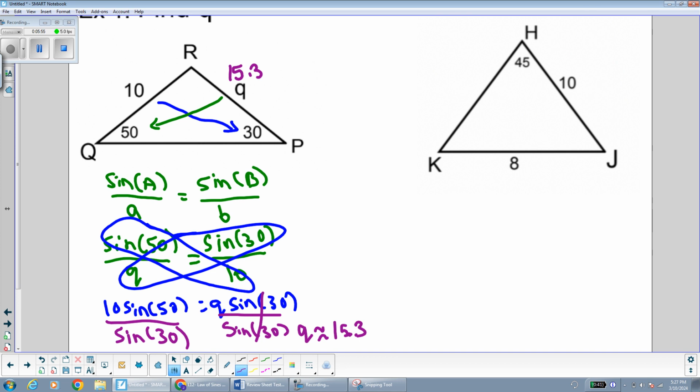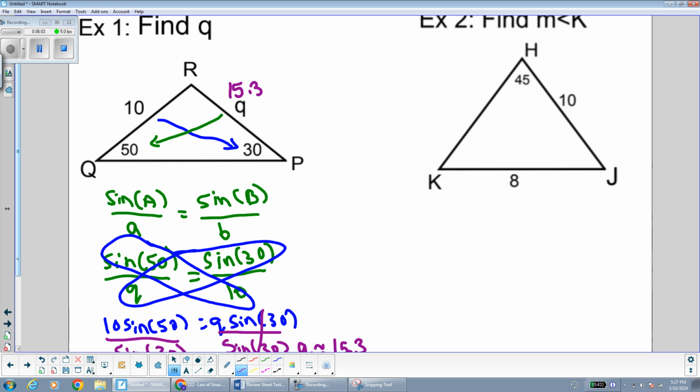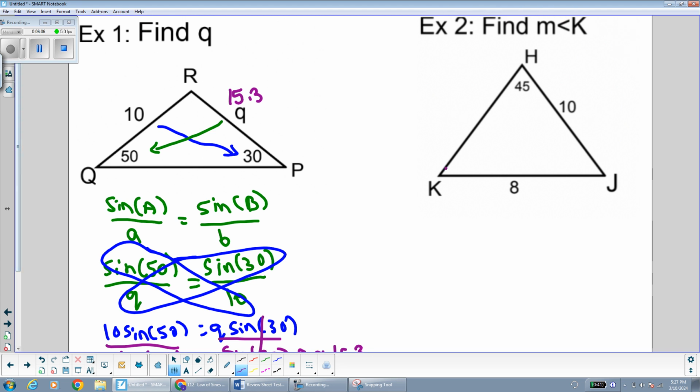So for the next one, once again, I don't have a right triangle. The trig ratios are not going to work. And what we want to do is find the measurement of angle K. So I'm looking for this angle. And guess what? Luckily, I have the side across from it. And look, I have another angle with the side across from it. So law of sines is going to be a good option here.